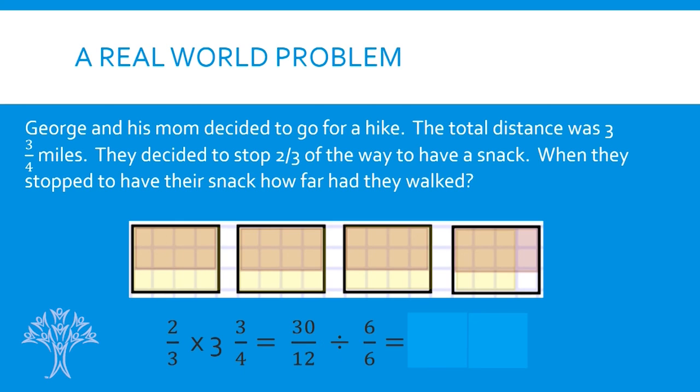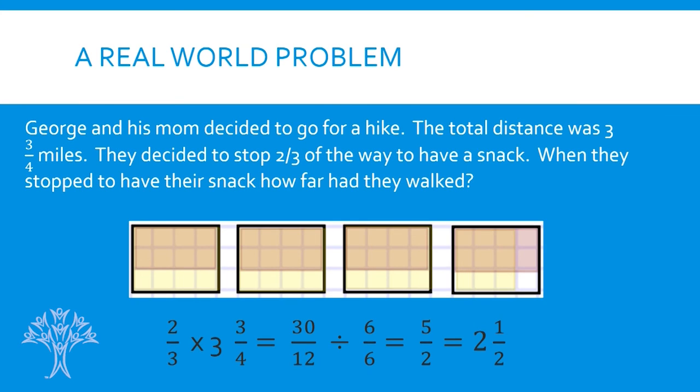We can simplify 30/12. I notice both numbers in this fraction are divisible by 6, so I can divide by 6/6. 30 divided by 6 is 5, so that's our numerator. 12 divided by 6 is 2, so that's our denominator. So 5/2 is our new equivalent fraction.